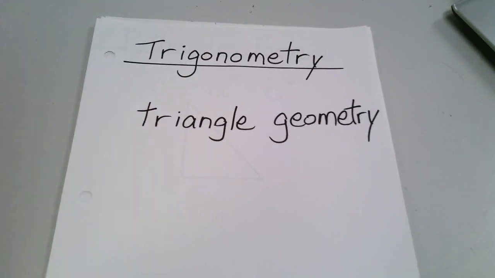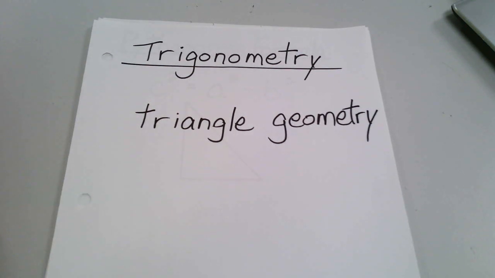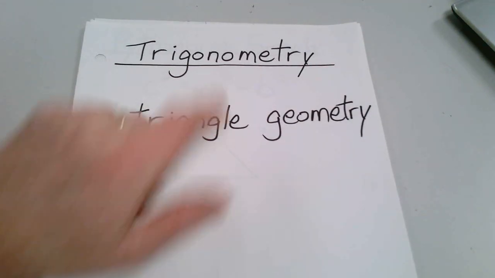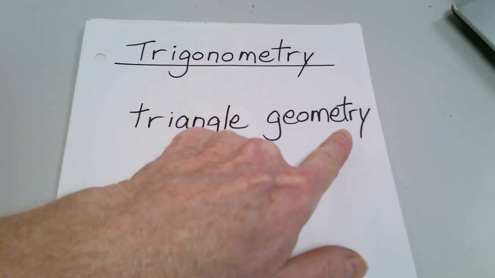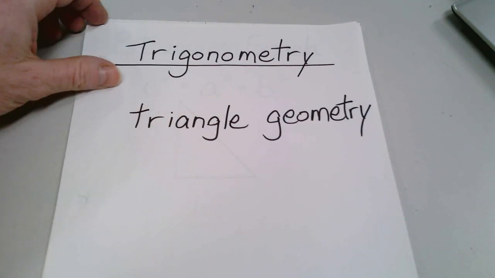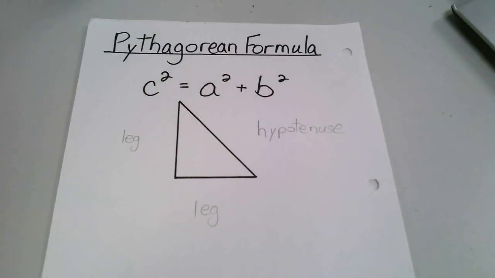Okay, the last lesson when we talked about the Pythagorean formula, we actually entered into a certain branch of geometry called trigonometry. And it's pretty easy to see when you look at the word why they call it trigonometry, because tri for triangle and the other part there of geometry. So you take these two words together to make trigonometry. So that's what we've actually entered into.